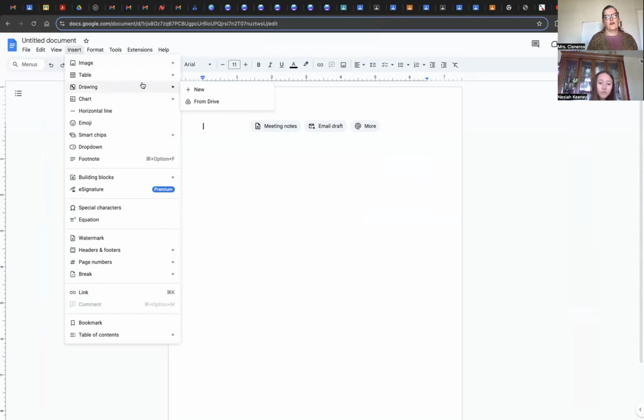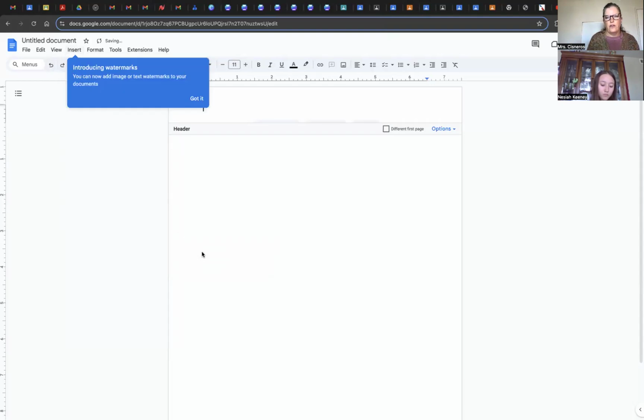You'll do this first. You see where it says insert in your options up here? And then when you scroll down on this, you'll see kind of toward the bottom is headers and footers. Headers and footers is the top and the bottom of your page, basically. So the header is the top of the page, just like your head, footer at the bottom. So you're going to slide over here and click header.